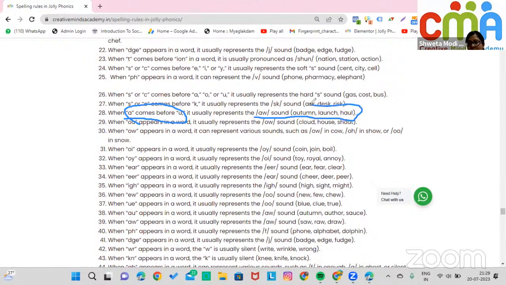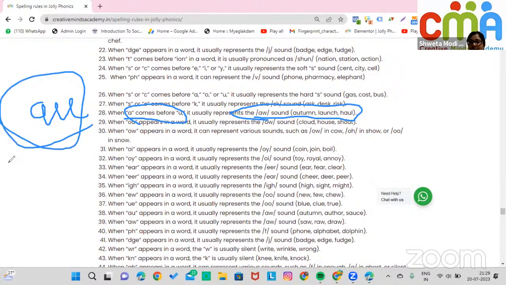As in autumn. Can you give more examples? AU makes O sound that we have done in 42 sounds. So A becomes O when it has U. Yes, August, augmentation, autism, automatically, autumn, author, Australia.